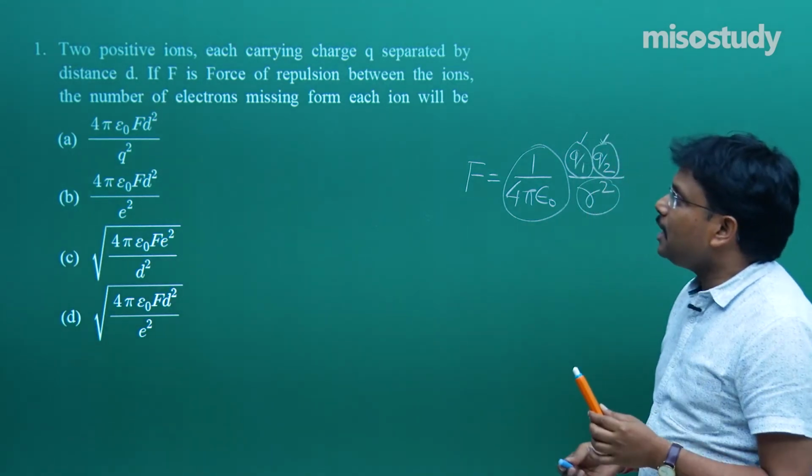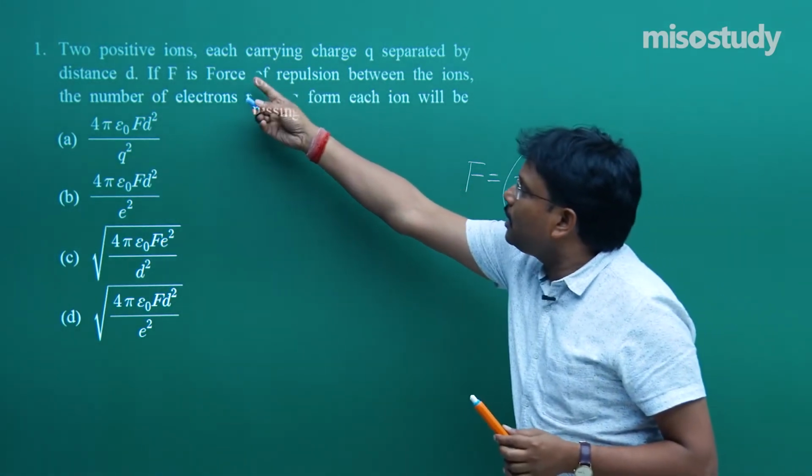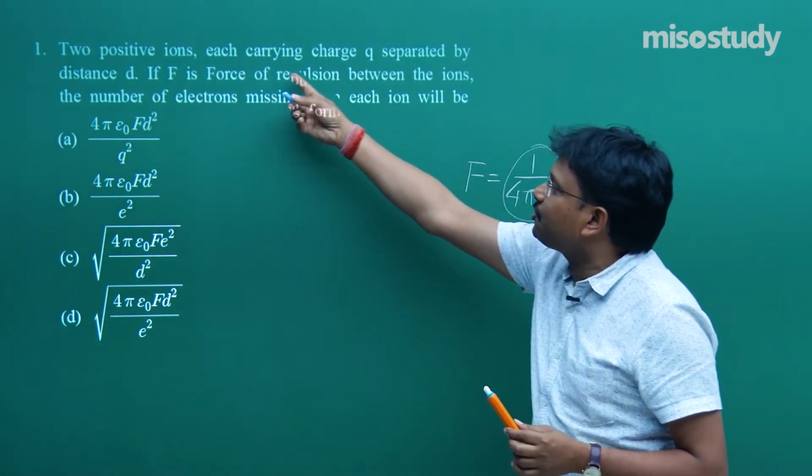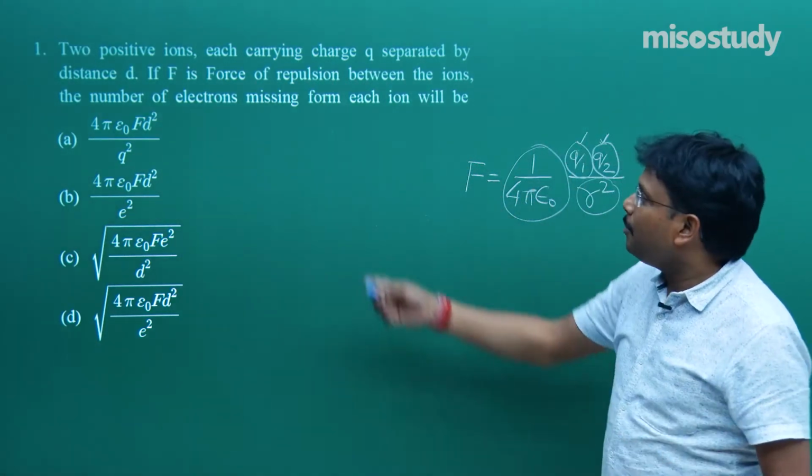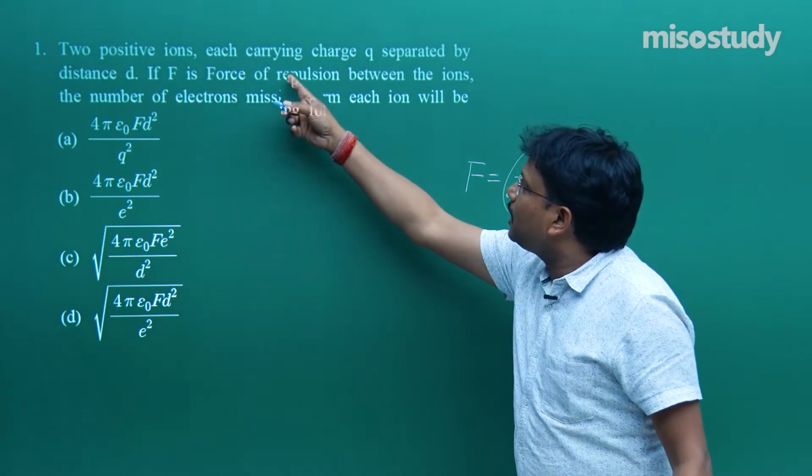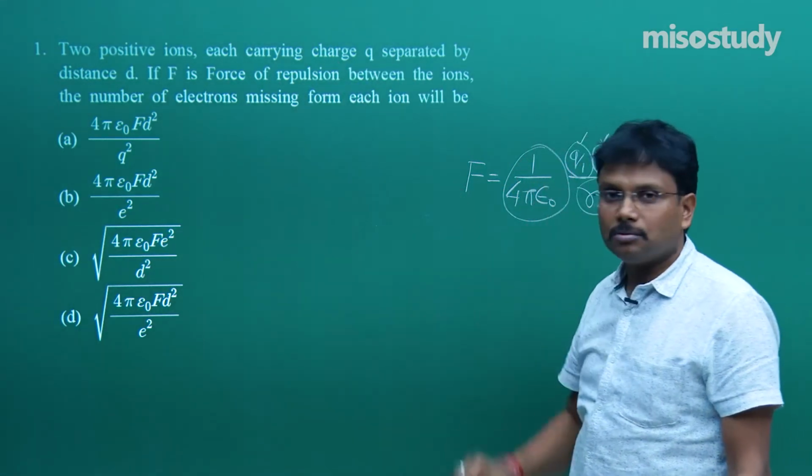So it means over here the situation has been very much simplified. Why? Because they say each carrying charge Q.